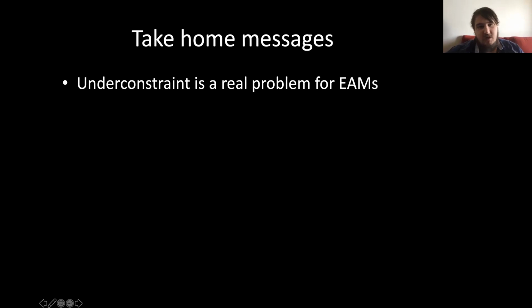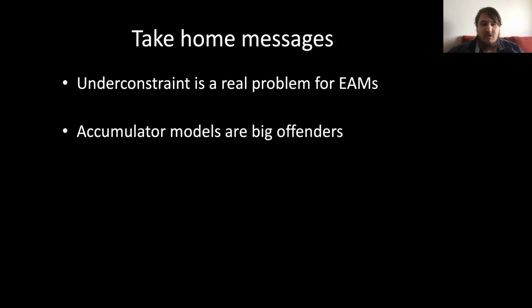So the take-home messages, I think, in this talk are: underconstraint is a real problem for evidence accumulation models. This isn't just a theoretical problem. I tested what I think are at least realistic situations. Then I have some new simulations with even more realistic simulations where the problem still holds. So underconstraint is a real problem for evidence accumulation models. And the big offenders are what I call these accumulator models: the LBA, the LCA, the racing diffusion model. It seems odd coming from someone who trained in an LBA lab, but the diffusion model gets essentially a free pass in this talk. The accumulator models are the big offenders.